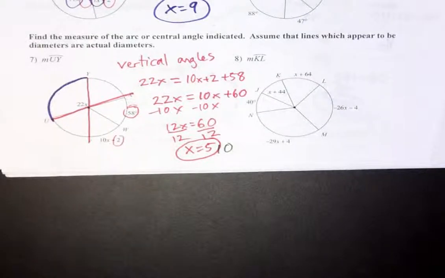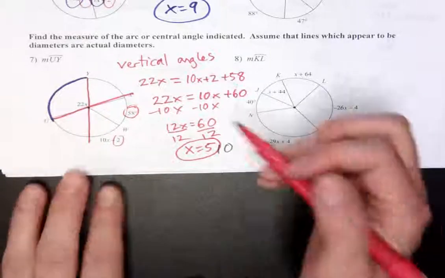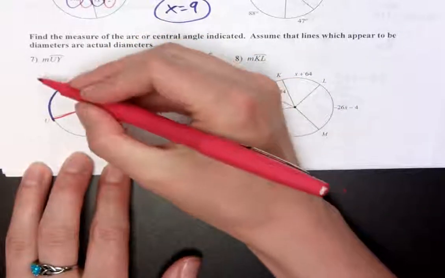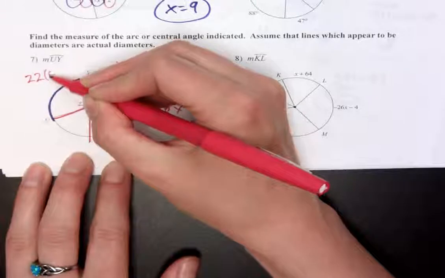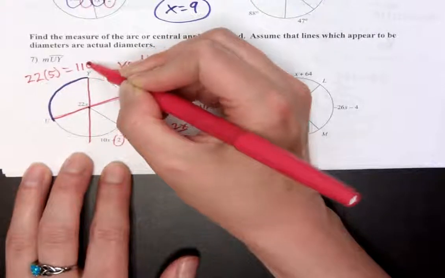Okay, am I finished? No, you plug it in. Can anyone, Ryan, can you mental math 22 times 5? 22 times 5? 110, yep. So then 22 times 5 equals 110.